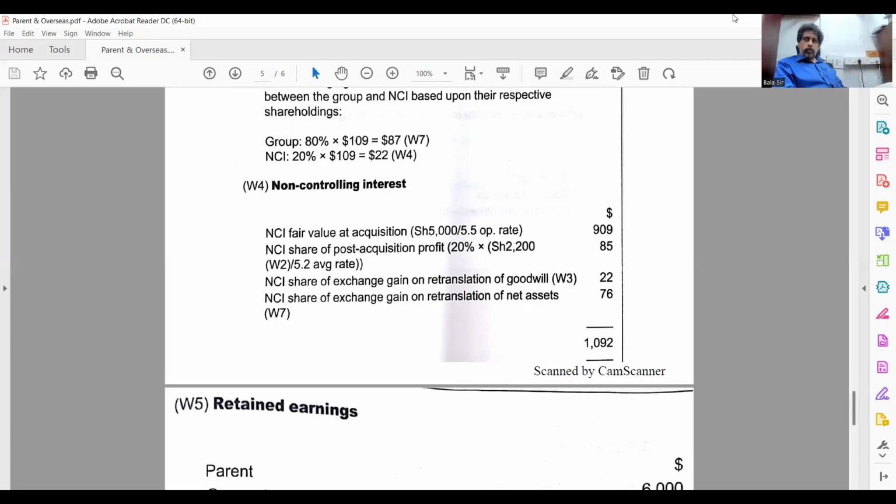How much? $22. That's after adding all the 3. After adding, I get $1,092. That's it, right? No, we have one more. I'm really sorry, there is one more.